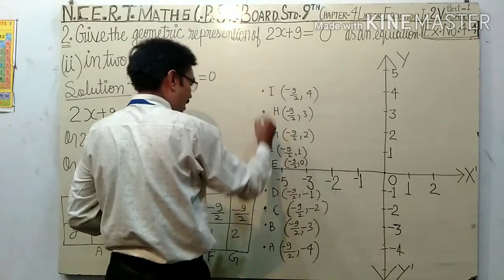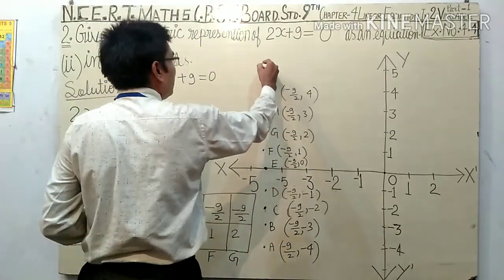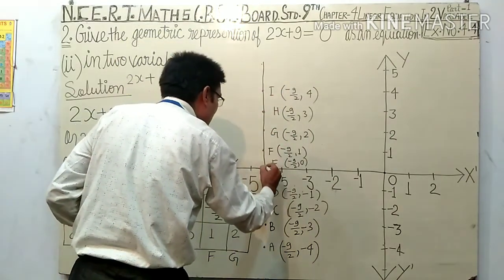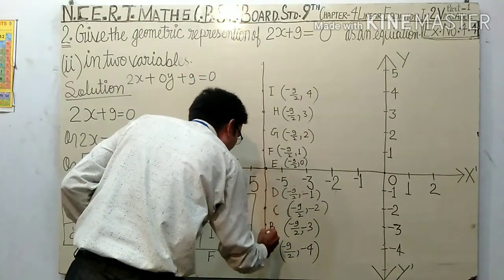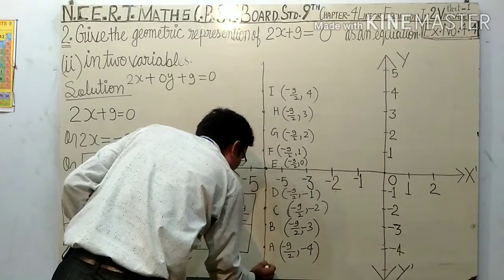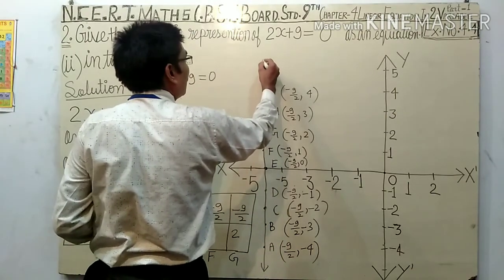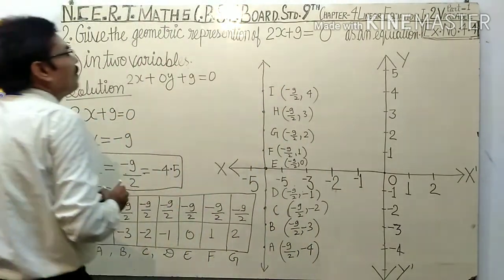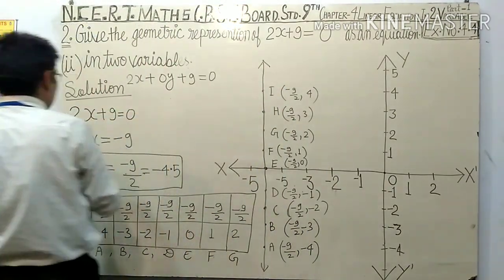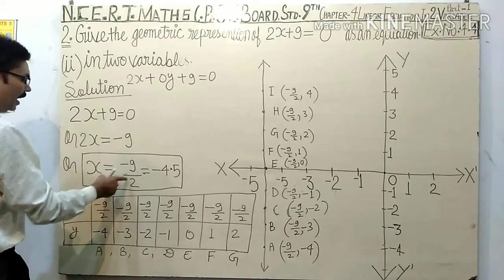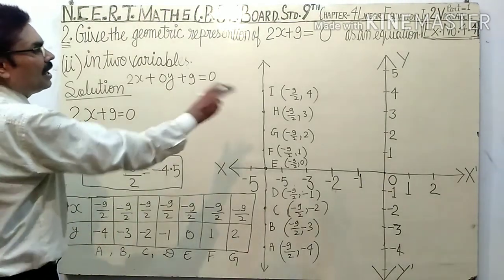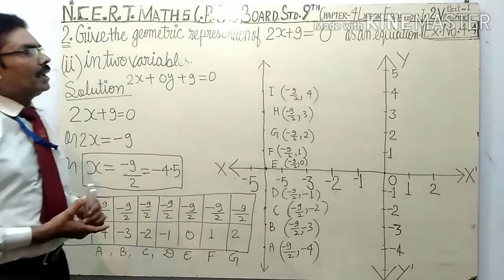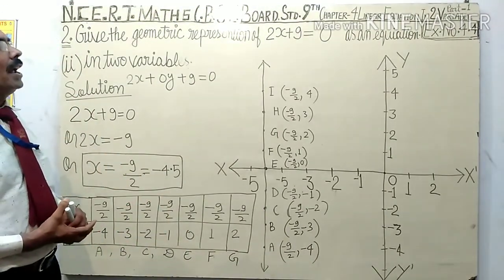So students, on joining these points, we get a line parallel to the y-axis, and the result proves that the graph of an equation in the form x equals a lies parallel to the y-axis.